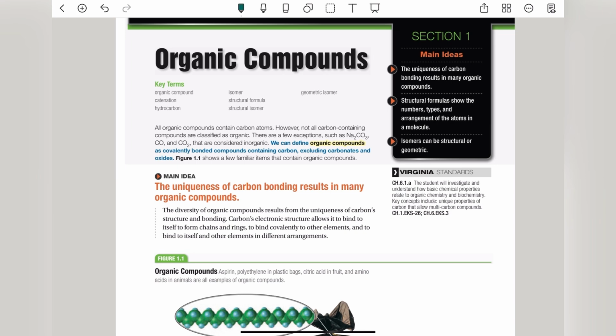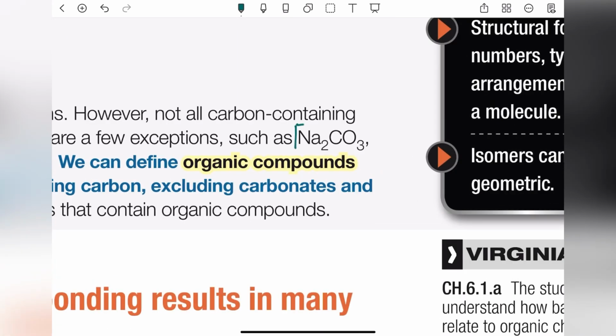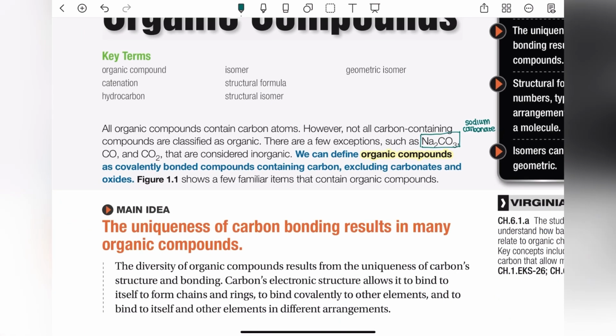So I'm going to stop and write some things that I consider important for you to know. For example, the names of the chemical formulas. You could read it as Na2CO3, but I think it's fancier when you say the name. Sodium carbonate, carbon monoxide, and carbon dioxide.